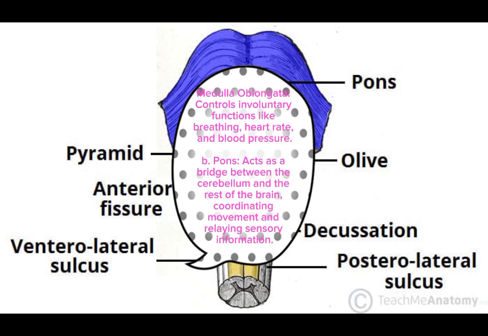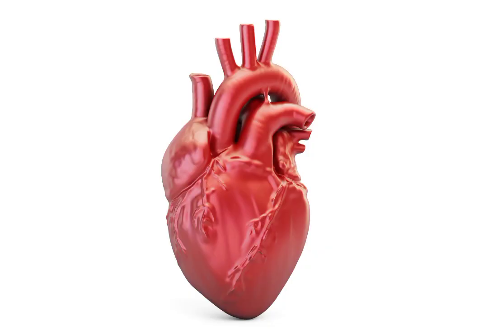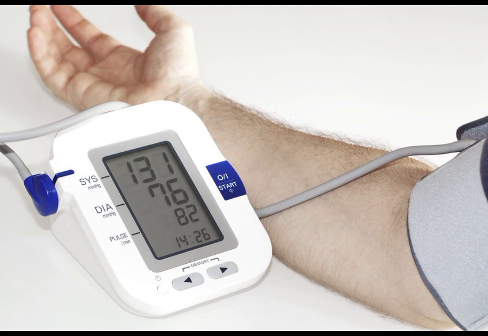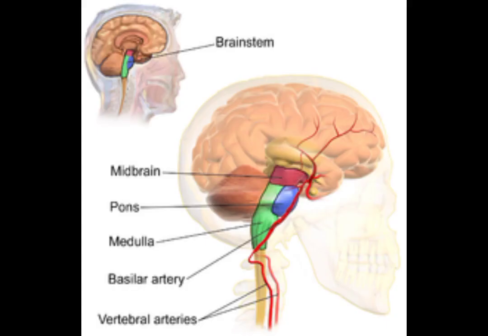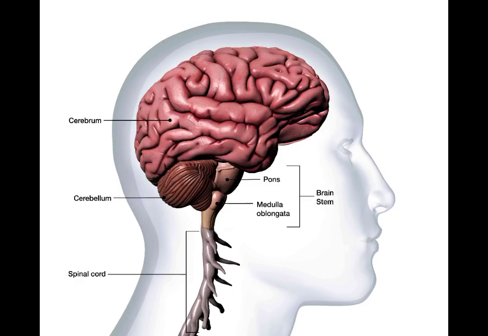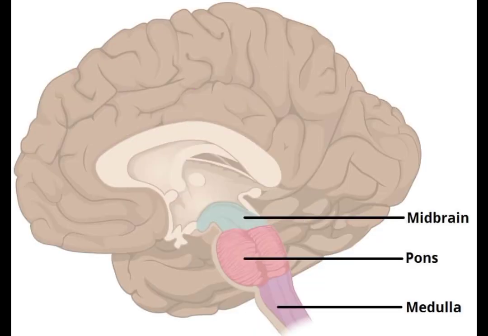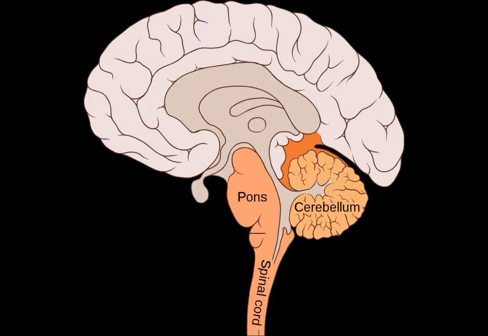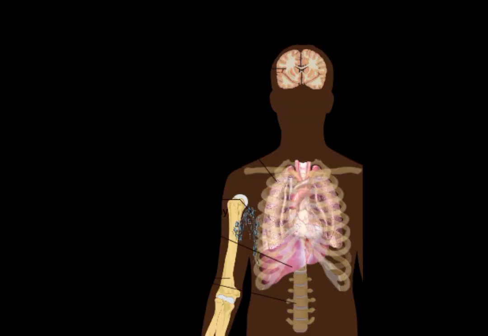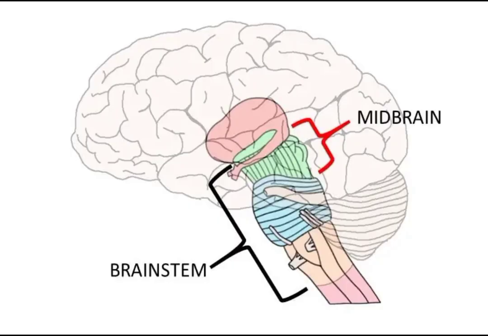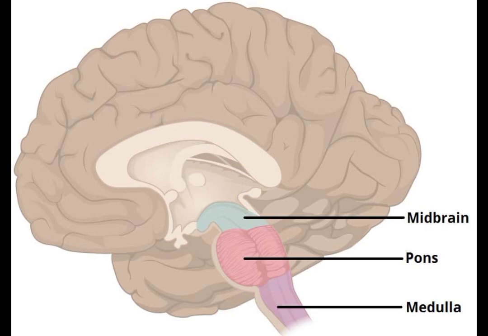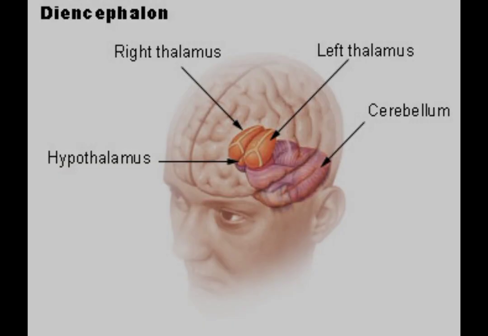A. Medulla oblongata controls involuntary functions like breathing, heart rate, and blood pressure. B. Pons acts as a bridge between the cerebellum and the rest of the brain, coordinating movement and relaying sensory information. C. Midbrain plays a role in regulating eye movement, auditory and visual processing, and motor control.